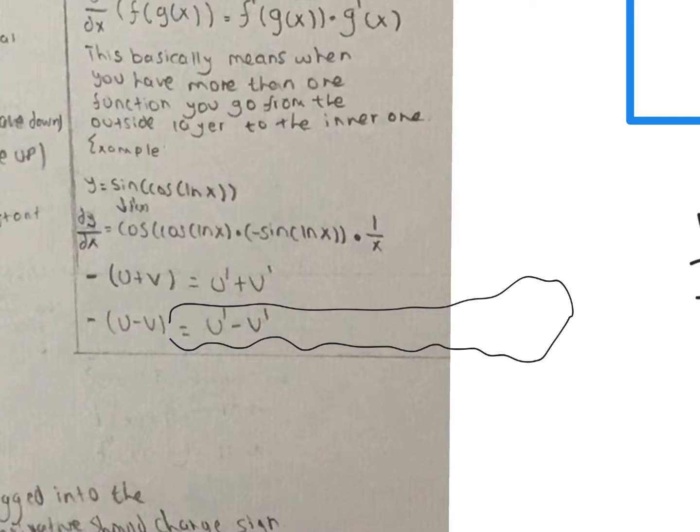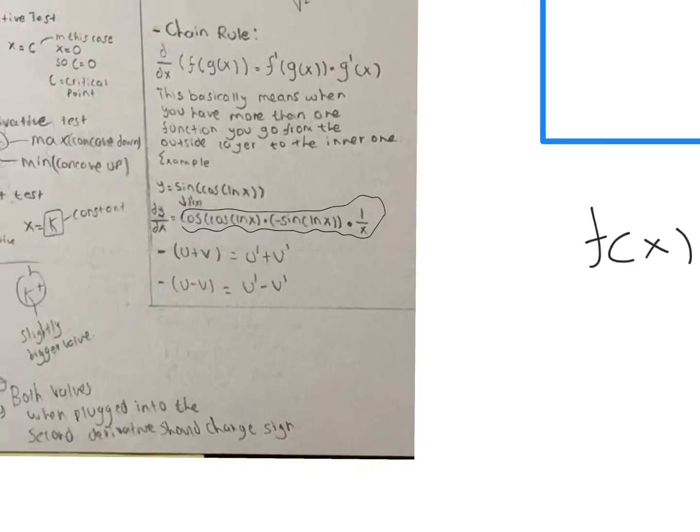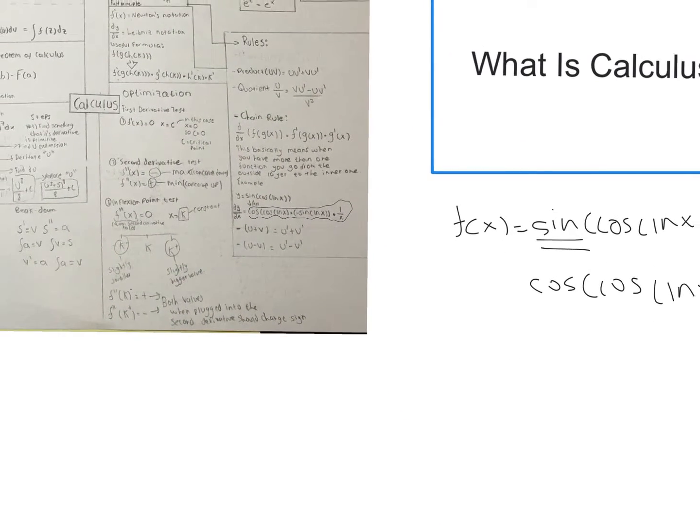We go from the outside to the inner layer. Now what if we have, this is not a negative, this is just stating the other point. So the derivative of u plus v equals the derivative of u plus the derivative of v, and the derivative of u minus v would equal the derivative of u minus the derivative of v.